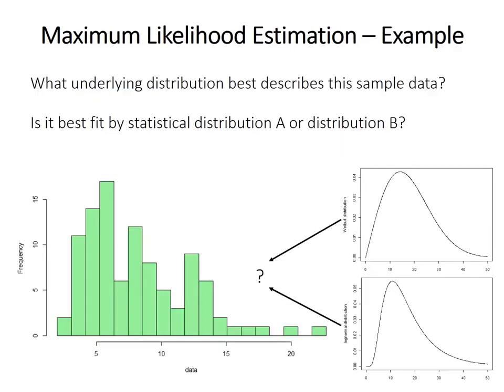So let's take an example. Let's say we have some data like this histogram here, like asteroid sizes or something like that. We maybe want to know if it's best fit by a statistical distribution A or a statistical distribution B. I'm not going to cover distributions in this course, but there are a lot of them. Different ones apply in different circumstances. So basically, by fitting a particular distribution and knowing that it is the best fit for this data, we can learn something about the underlying processes.